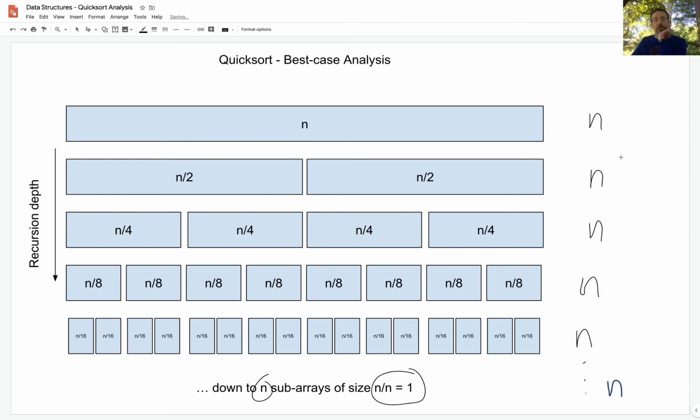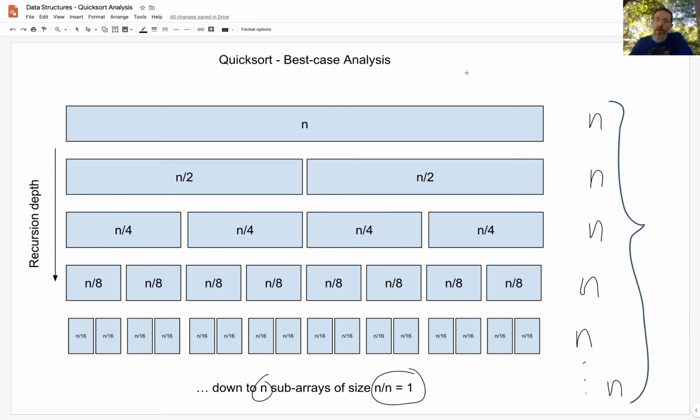There we go. So the question is, how much is all of this going to cost us? We have n plus n plus n plus n plus n plus n, and so on. How many n's are there? Well, the real question then is, how many recursion levels can we go before we get down to a size 1 array? And the answer, of course, is we can only go down log n recursion levels, because every time we're dividing in 2 the size of the subarray, okay?